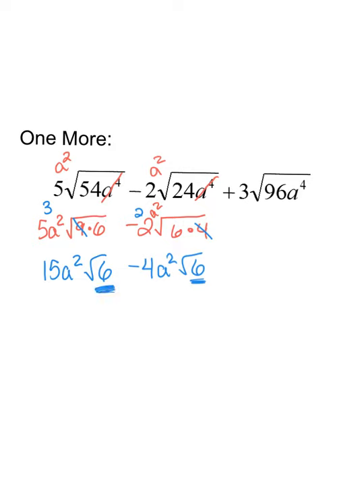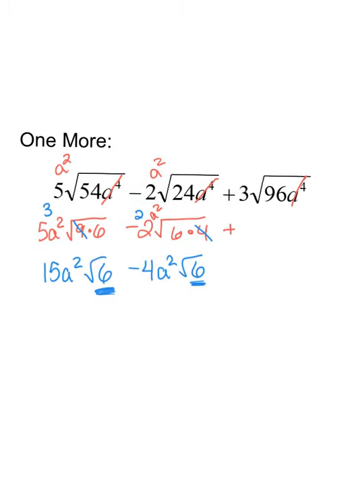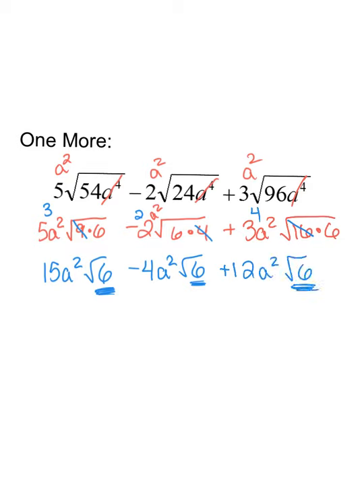Again, I've got a radical 6. So hopefully I'll get lucky, and on the last term, when I break that down, again, the a to the 4th I'm going to pull out and it becomes a squared. So this is 3a squared. And 96 divided by 6 on the calculator is 16. So 16 times 6 is 96. The square root of 16 is 4. So this becomes 12a squared radical 6. Again, I have a radical 6.